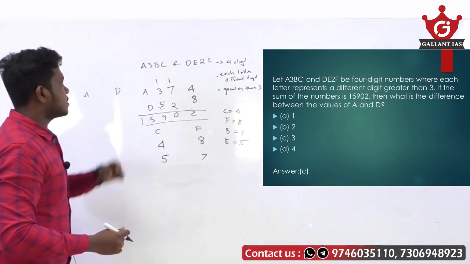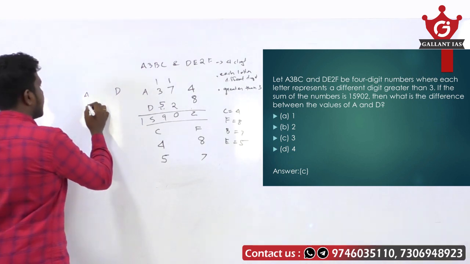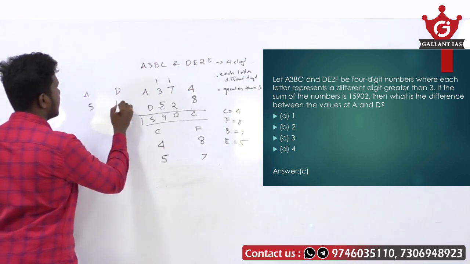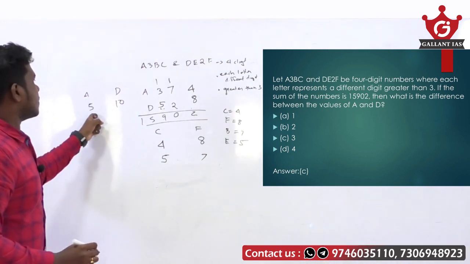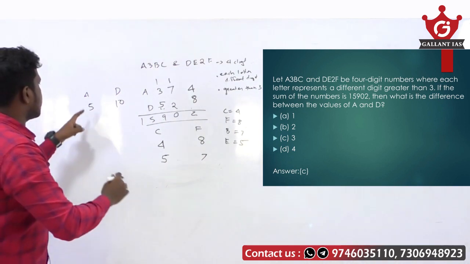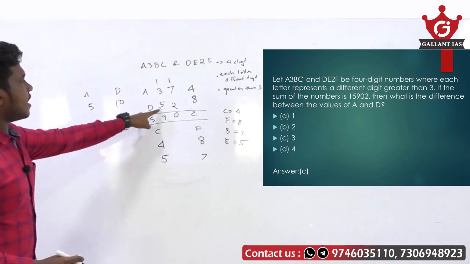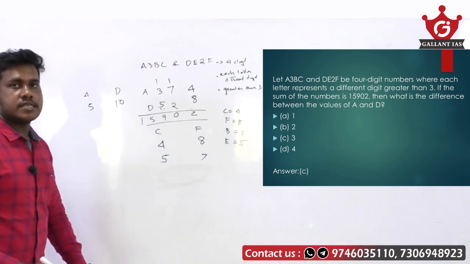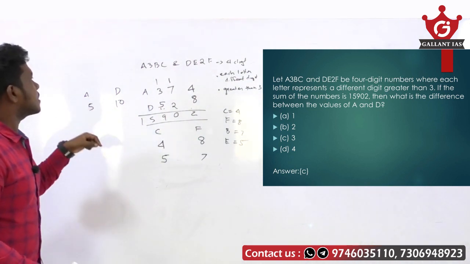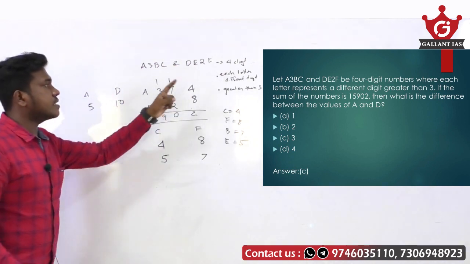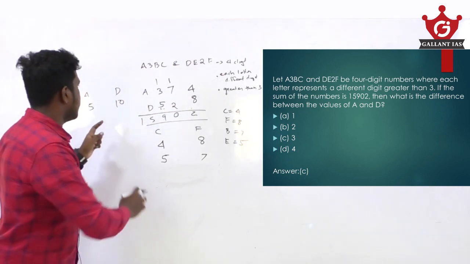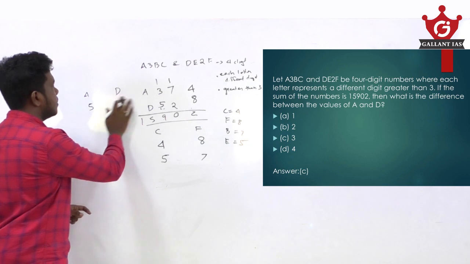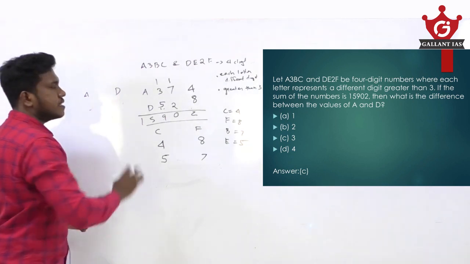Okay, so what are the possible outcomes? So assume that A is 5, then D will be 10. So can we take 5 and 10 here? Because we already got E as 5, so we can't take A as 5. And can we take D as 10? No, because it is said that it is a single digit number. So we can't take D as 10. So 5 and 10 is not possible.